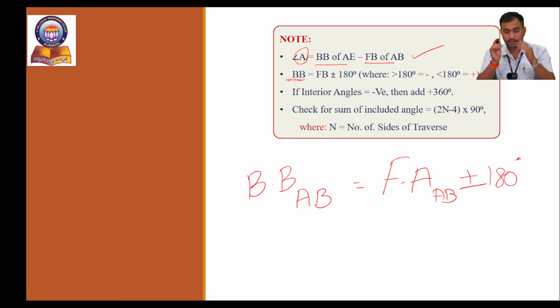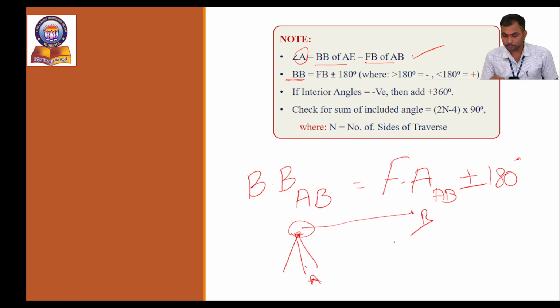Now I have kept the station. This is the station I have kept at A point. Now I am focusing on the B point, so this will become the forebearing. So what is the forebearing value? That forebearing value we have to write right here.